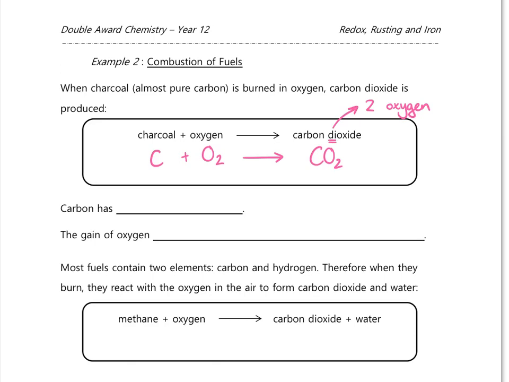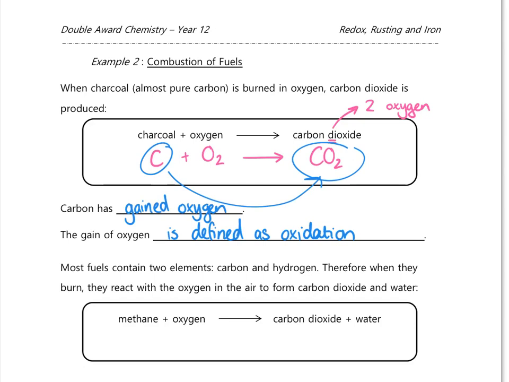So we can see here from our balanced symbol equation that carbon has gained oxygen. So it was C and now it's CO2. It literally has taken on, it's bonded with oxygen. So the carbon has gained oxygen. Then what is our second point going to be? Well, what is the gain of oxygen? Is that reduction or is that oxidation? Well, we know that the gain of oxygen is defined as oxidation. So that's what we write as our second sentence. The gain of oxygen is defined as oxidation.